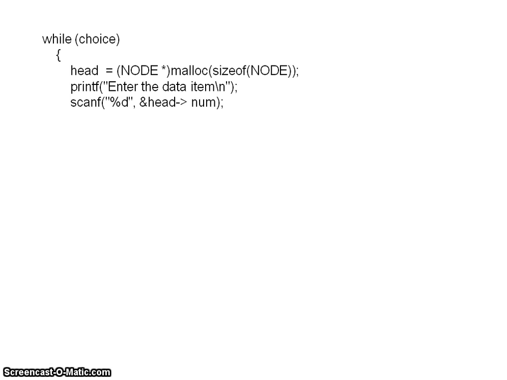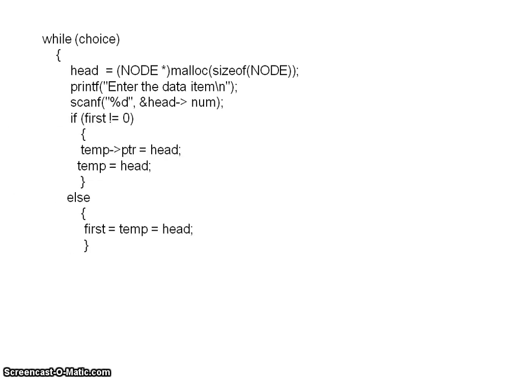Once we have created a new node, the next thing we have to do is store the data into this node. So we have written the following two instructions, printf and scanf, for taking input from the user and storing it into the data field of the head node. Next we have to check whether the linked list is empty or it already contains some nodes.